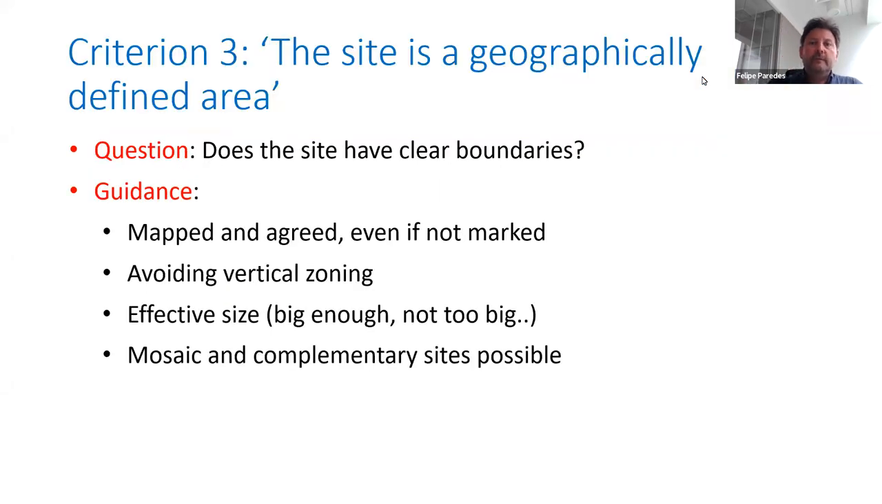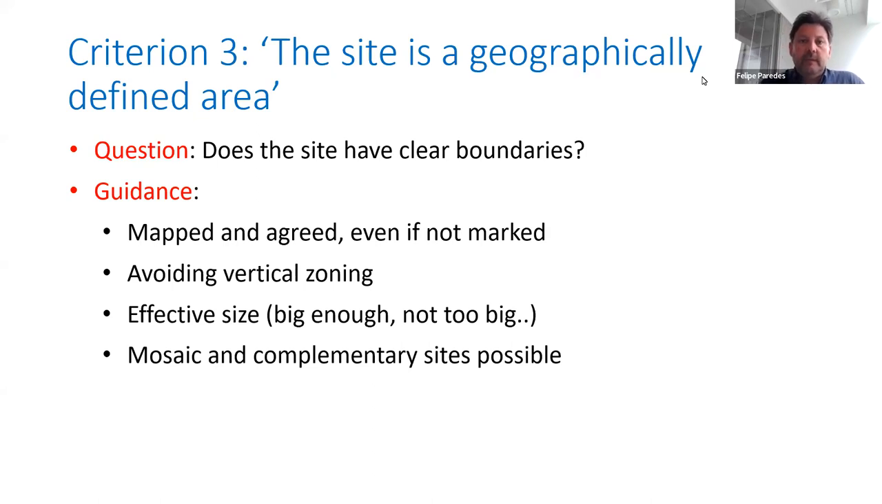And then there's guidance for evaluating each of the different criteria. For criterion 3, the site is geographically defined. And the question is, does the site have clear boundaries? The guidance includes that this does not necessarily have to be marked in the field, but if it is mapped or geographically known and defined, that is enough for this criterion.